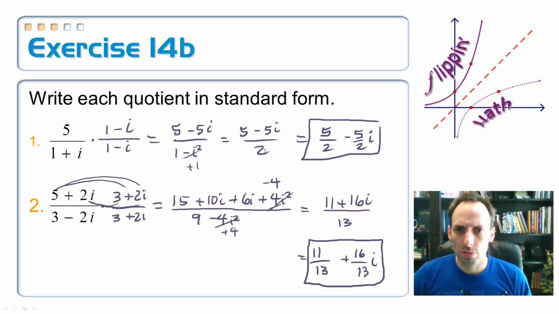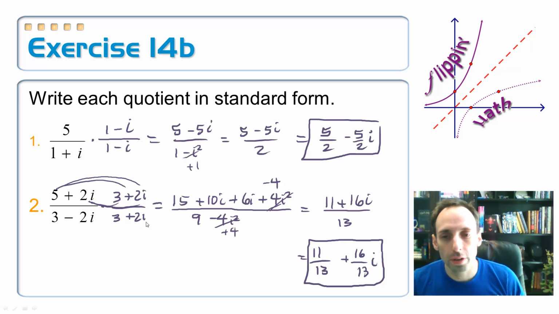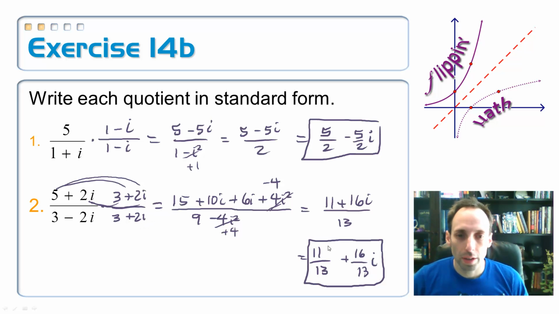Make sure that you are splitting this thing up so it's technically in standard form. And then number 2, multiplying by the conjugate of the bottom, 5 minus 2i gets 5 plus 2i, 3 minus 2i gets 3 plus 2i on the top and the bottom. Breaking that up, 11 over 13 plus 16 over 13 i.